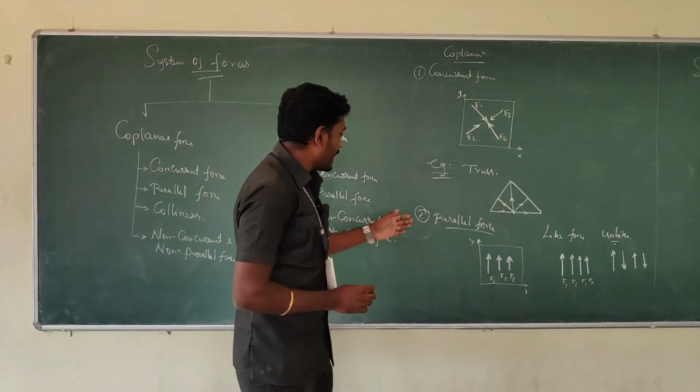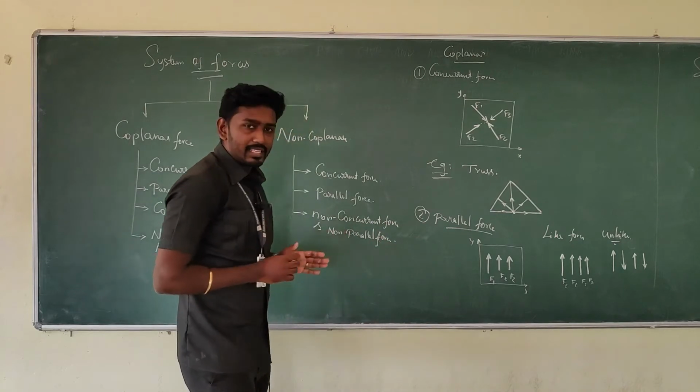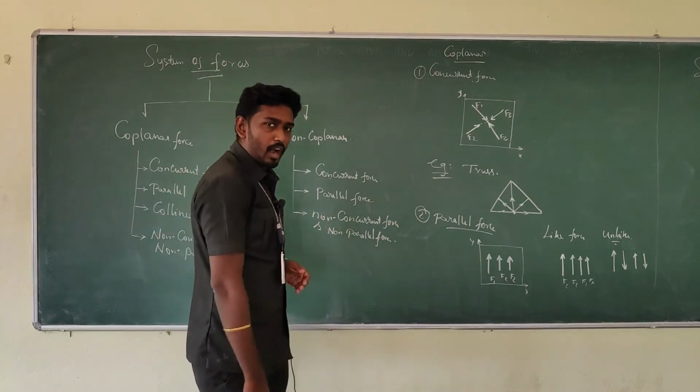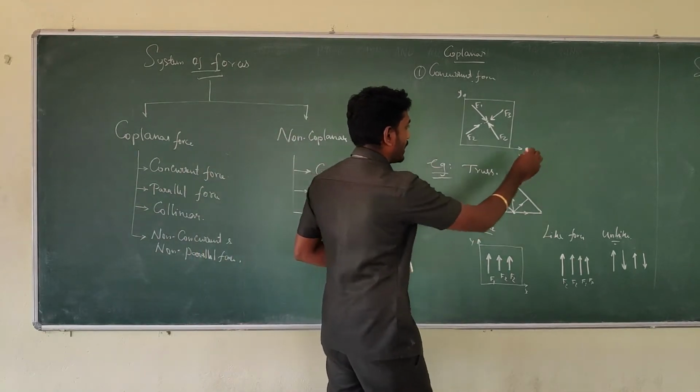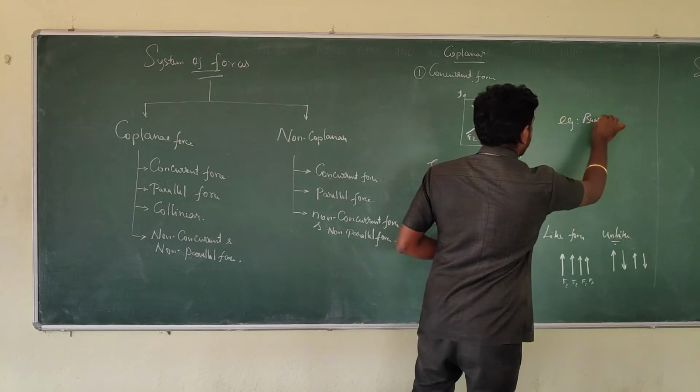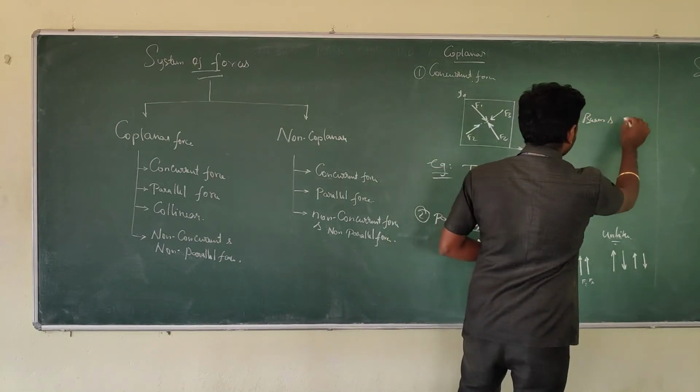In the parallel force, the best example is beam and column. Here I am going to show it. Beam and column: it is four parallel forces.